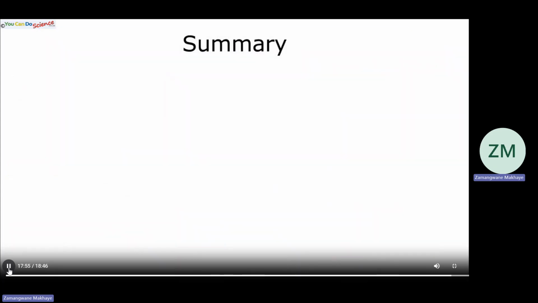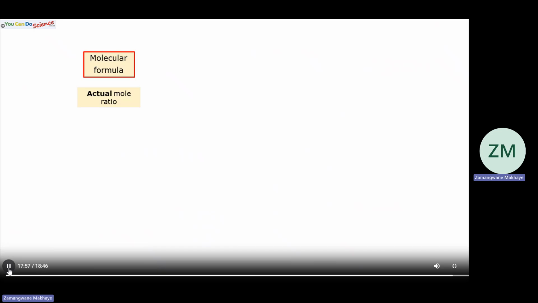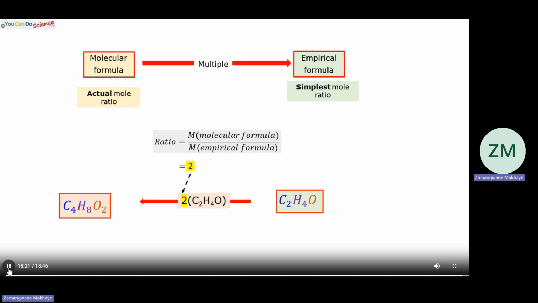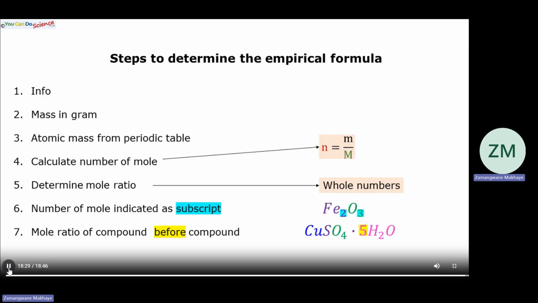Let us summarize. Molecular formula is the actual whole number ratio between the elements in a compound. The empirical formula is the simplest whole number ratio between elements in a compound. The molecular formula is a multiple of the empirical formula and is calculated with this equation. This ratio is the factor by which the atoms of the molecular formula is more than the empirical formula. Follow these steps to calculate the empirical formula.